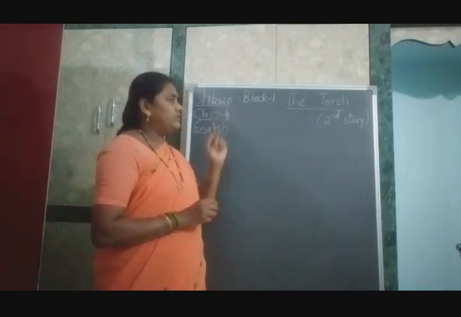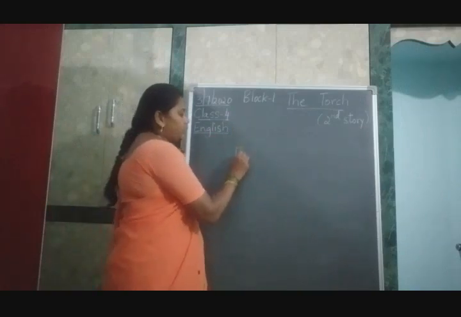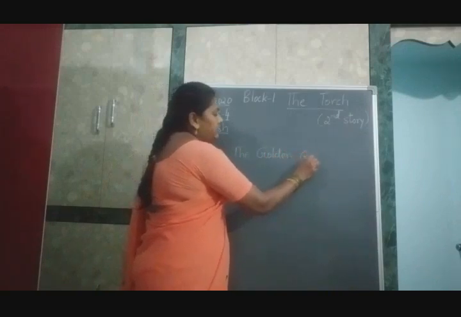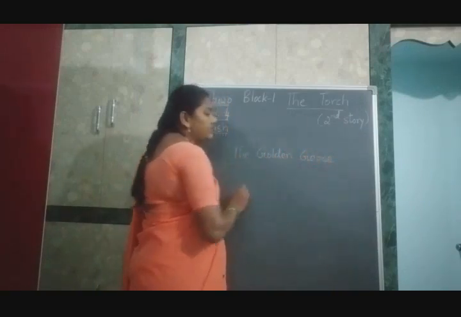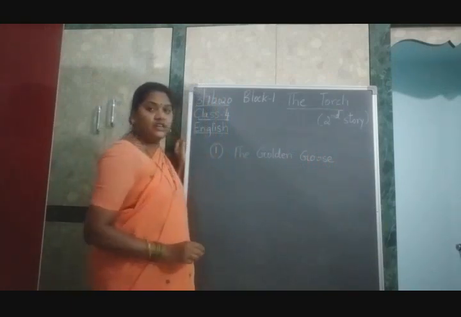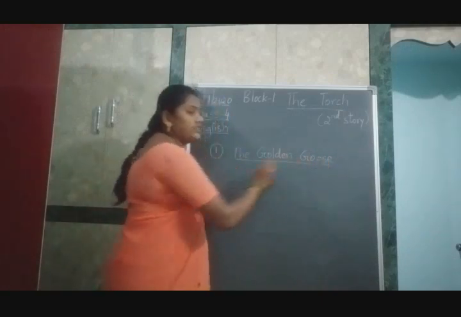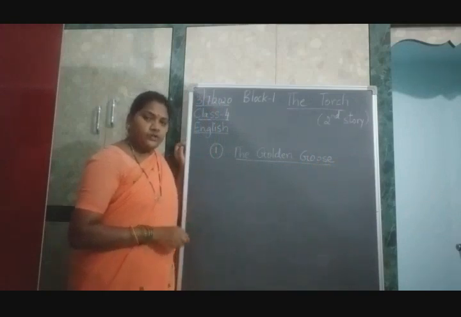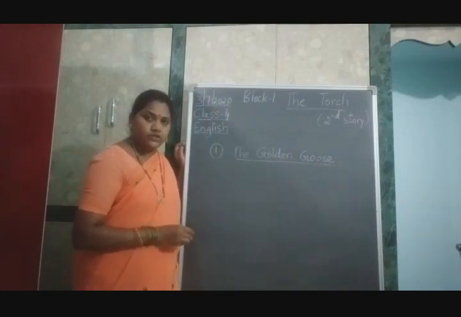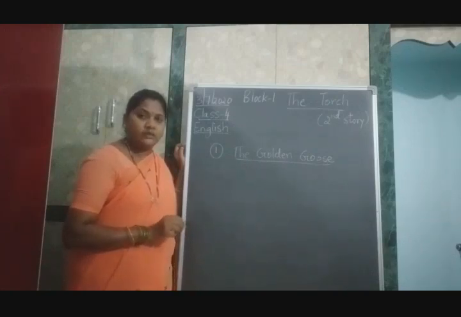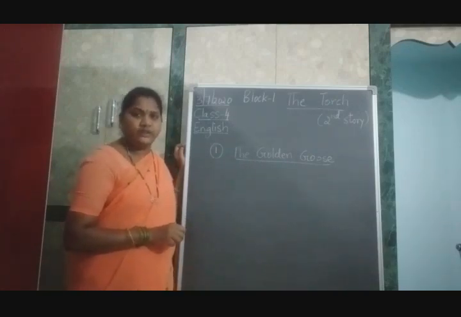Yes, coming to our academics. In block 1, we have learnt about the golden goose. In this block, he had given us two stories, children. The first one, which we have already learnt, is the golden goose. I have explained the story to you, and how to write the beginning, middle and end of the story. In the next class, I explained how to identify the key details and how to write a summary by using key details. Right?